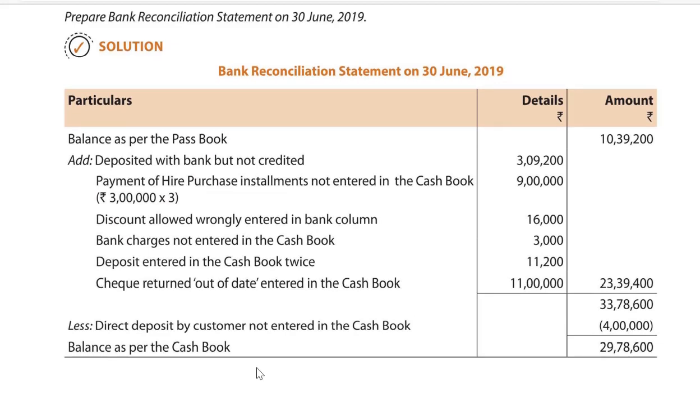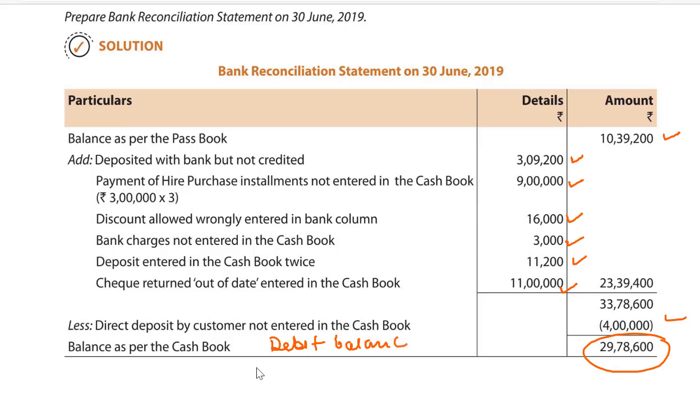So balance as per passbook 10,39,200. Then deposit with bank but not credited. Payment of hire purchase installments not entered in the cash book. Discount allowed wrongly entered into the bank column. Bank charges not entered into the cash book. Deposit entered in the cash book twice, added. Check returned out of date entered into the cash book, 11 lakh added. And then we need to do a deduction of 4 lakh, that is direct deposit by customer. Balance as per cash book is 29,78,600. This is a positive balance, so it is a debit balance. I believe you understood till here.